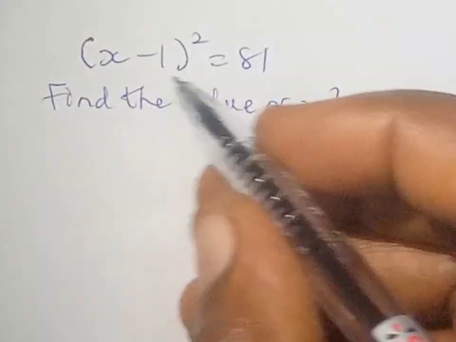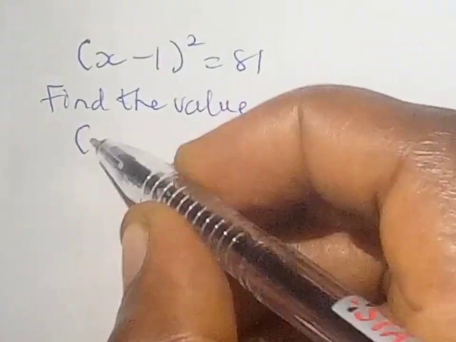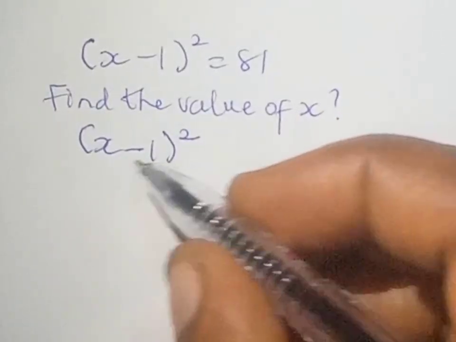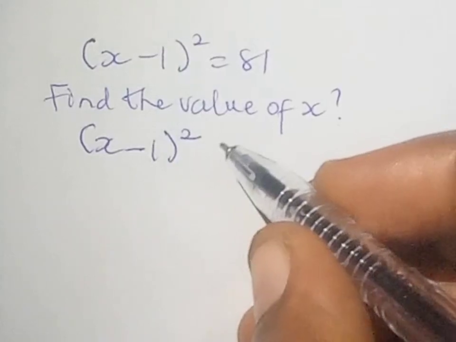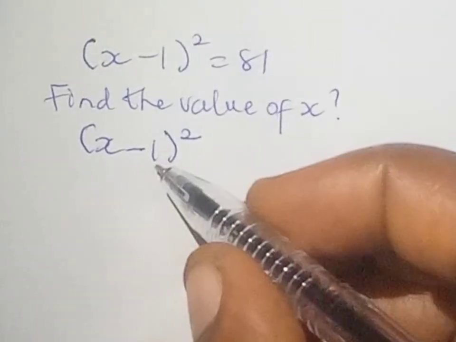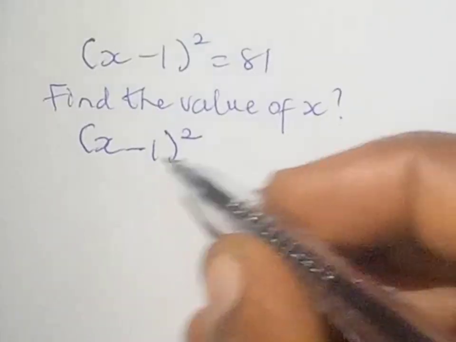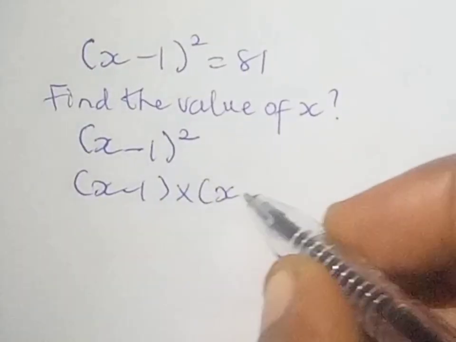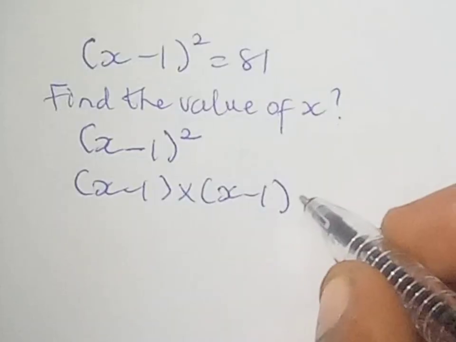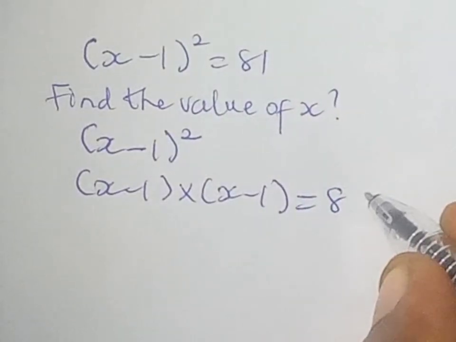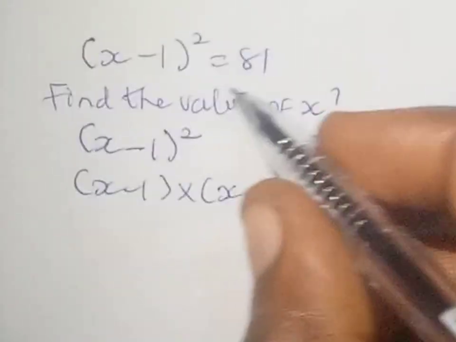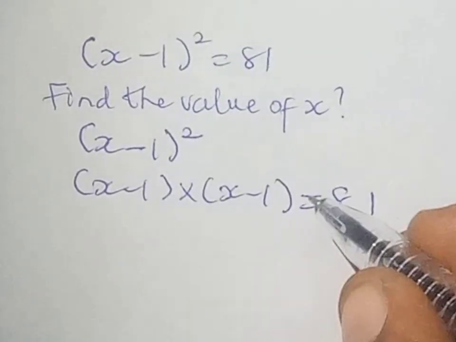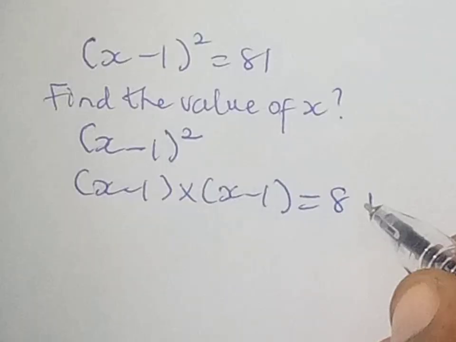Notice that this expression is (x − 1)². That means the quantity x − 1 is being squared. To square the quantity x − 1 means (x − 1) times (x − 1), which must equal 81. So our goal in this expression is to discover what number, when squared, will give us 81.